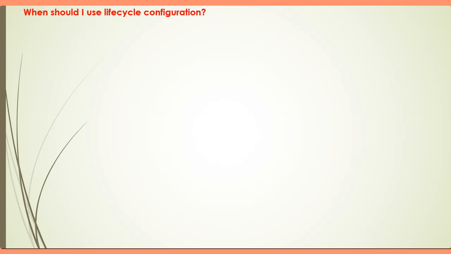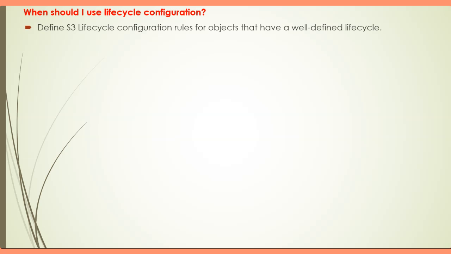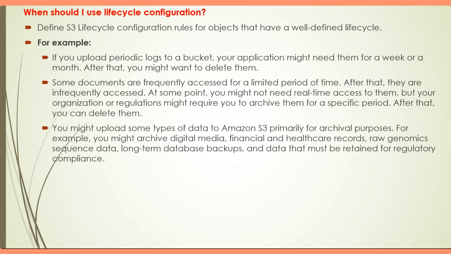And when should we use the lifecycle configuration? You can define S3 lifecycle configuration rules for objects that have a well-defined life cycle. Let's say, for example, you upload periodic logs to your buckets, and your application might need them for a week or a month, and after that you might want to delete them. So you can just apply the lifecycle policy, and that policy is going to delete your objects on your behalf after 30 days, and you don't need to pay Amazon to store those unwanted or unused objects in your S3.